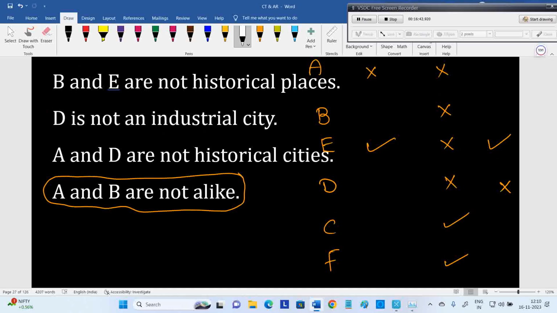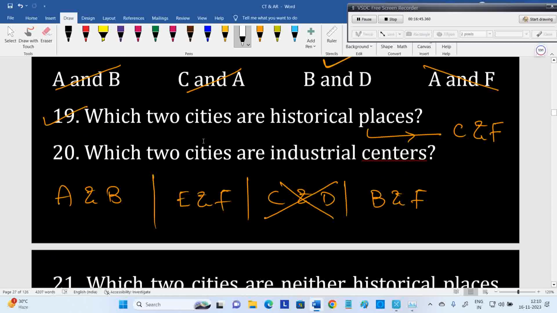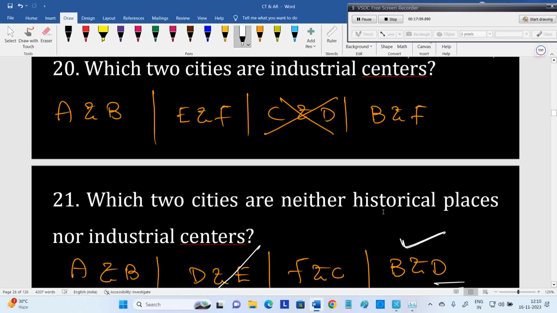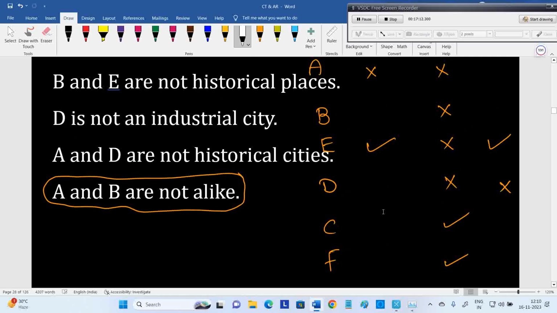When E is industrial center, now the question is, they want neither historical nor industrial. When they don't want industrial, E should not be there. When E is eliminated, I must and should require D. We already fixed D is not historical, not industrial in the table. So D must be there. It's only option B and D available. So now what I have to take, B is not historical, B is not industrial. I have to update that. B is not historical, not industrial.